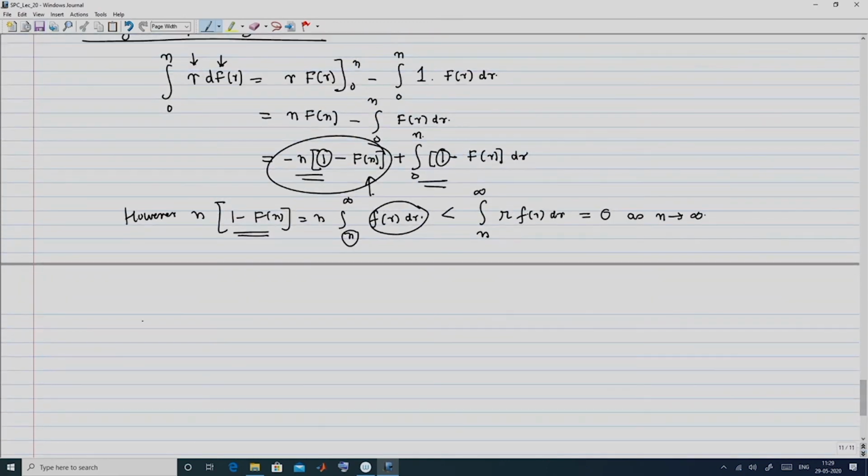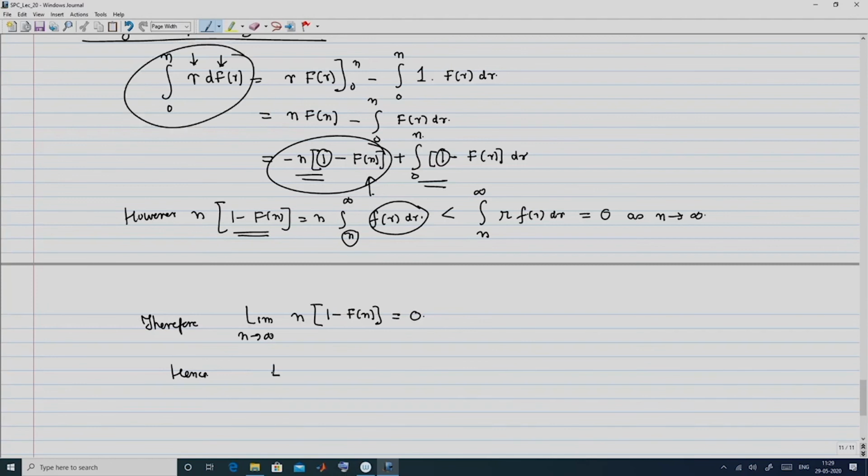Therefore, looking at the above relation, the limit of n times 1 minus f of n is going to be equal to 0. So this term is equal to 0 as n tends to infinity, and hence this integration, which is the expectation of R, simply becomes this expression as n tends to infinity: the integral from 0 to infinity of 1 minus f of R dr.